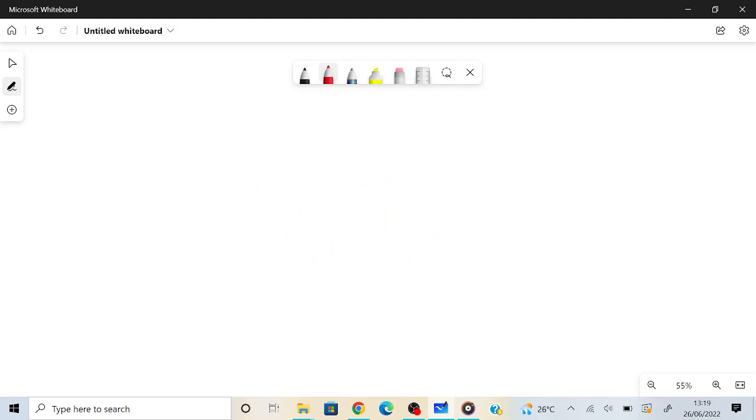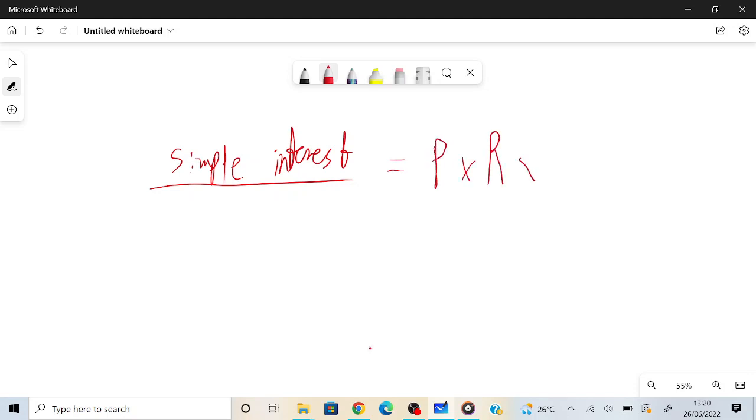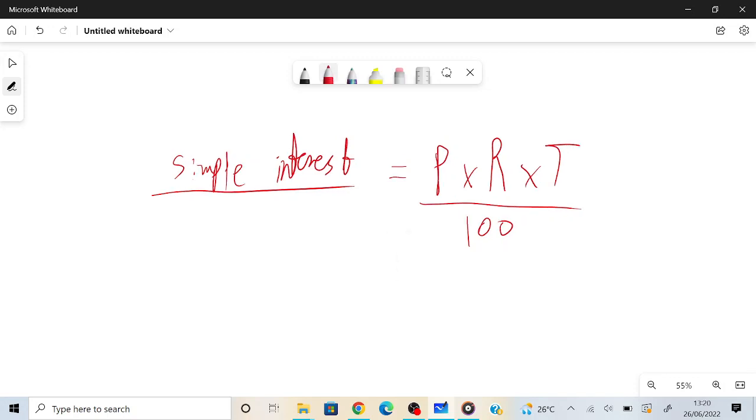So before we dive into some examples, let's have a look at the key formula for calculating simple interest. So simple interest. The formula simply is equals to P times R times T all over 100. Now, what does each of these things stand for? The P stands for your principal amount.